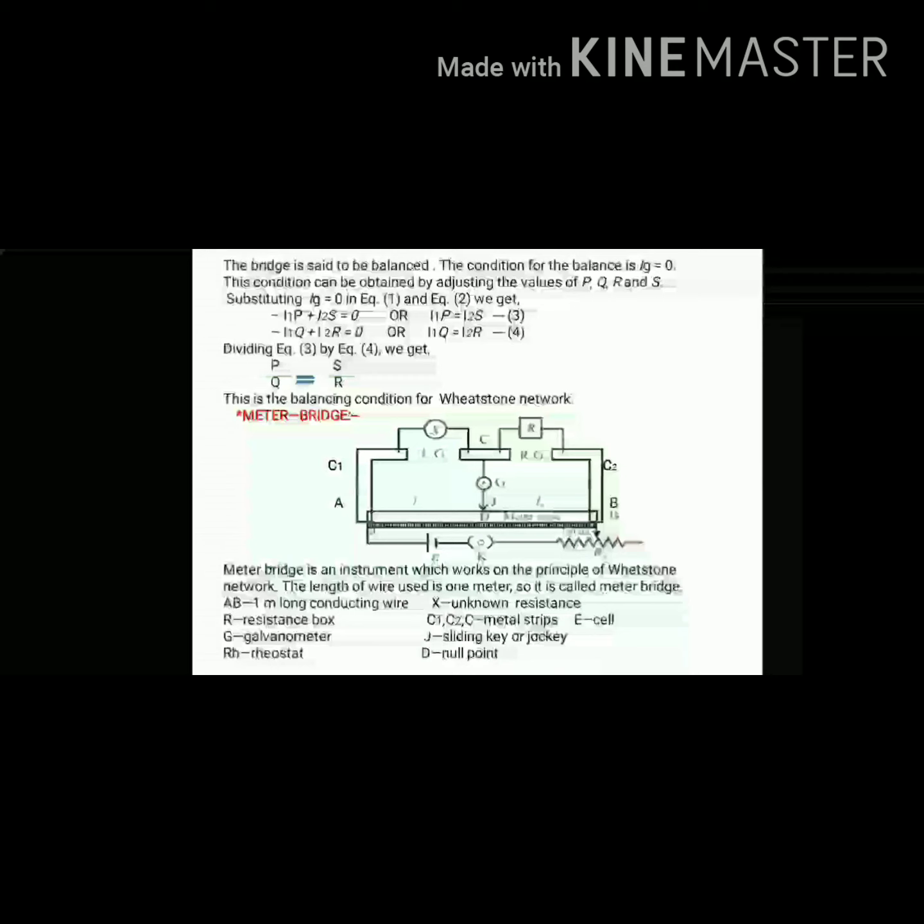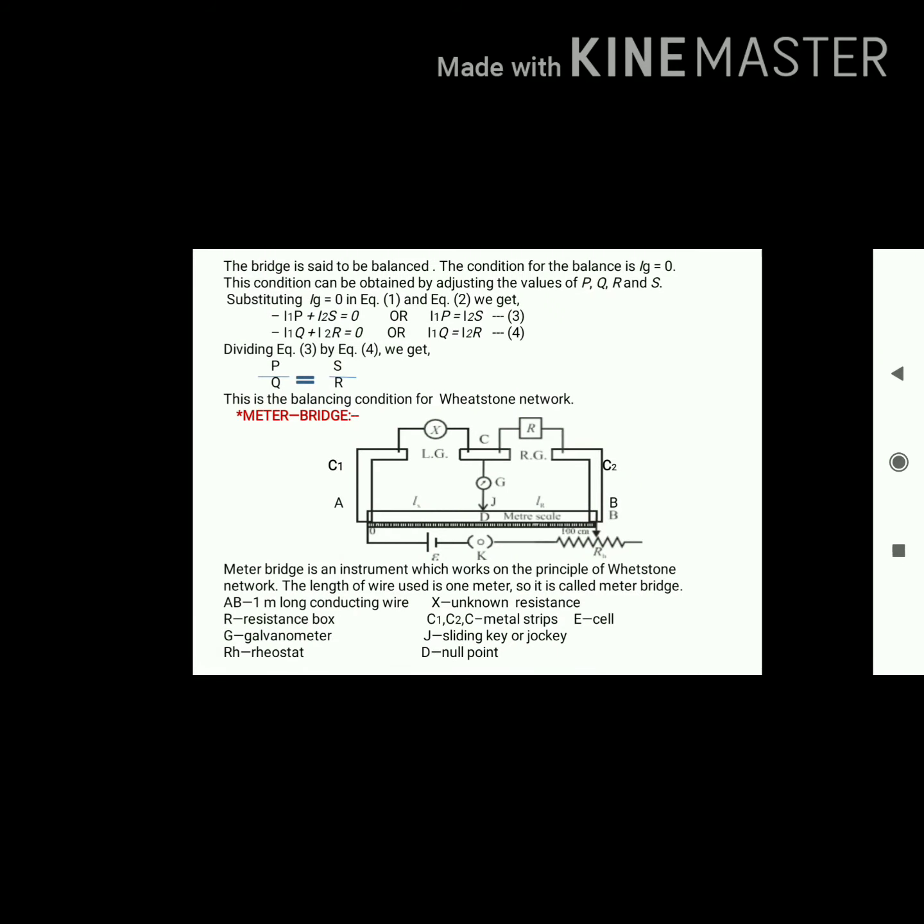In the first gap we have to connect the unknown resistance X. The resistance box is connected in the other gap, that is the right gap. A cell of EMF E, key K and the rheostat RH are connected in series with the wire AB. One terminal of the galvanometer is connected to the junction of X and the resistance box, and the other terminal is connected to the jockey, that is the sliding key.